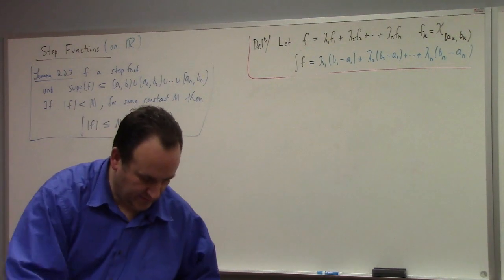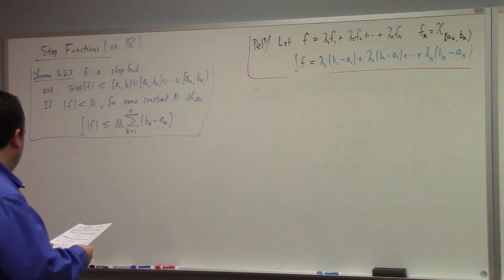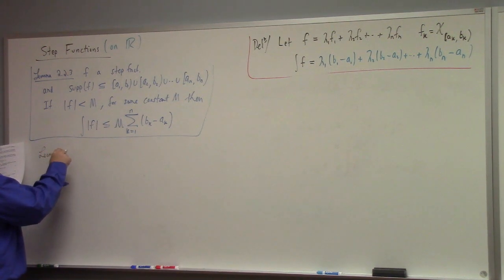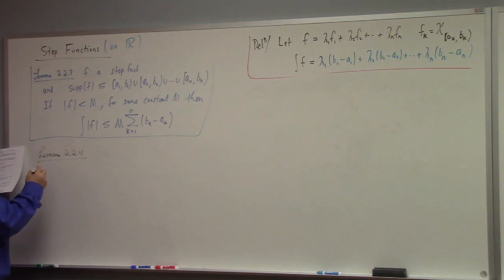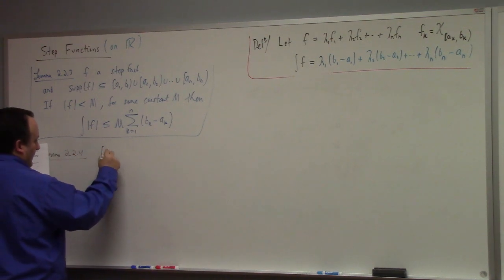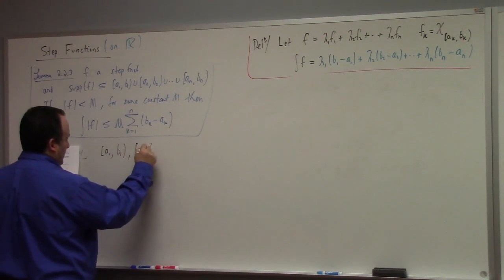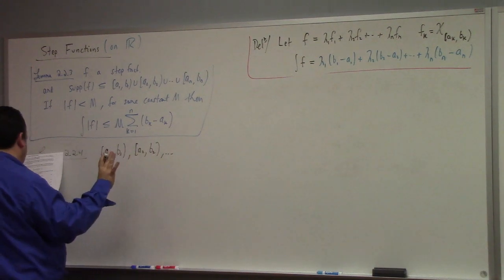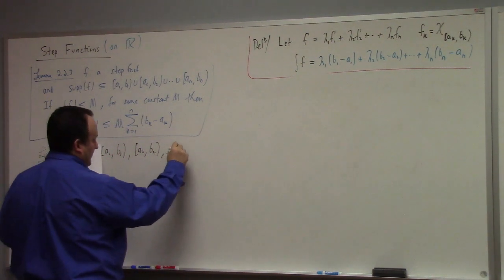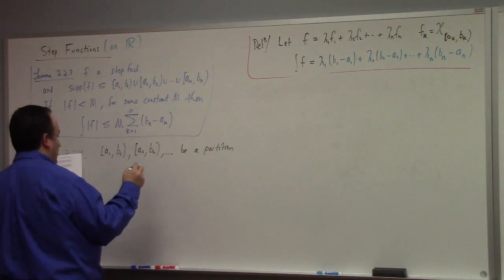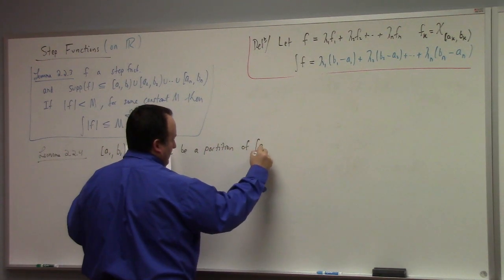All right, so that's lemma 2.2.3. And then lemma 2.2.4 is a little bit exciting. I'm not sure exciting is the right word, but suppose you have a partition (A1, B1), (A2, B2), and so forth and so on. It doesn't have to be a finite list. Be a partition of the interval A to B.